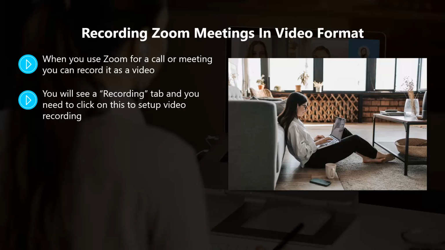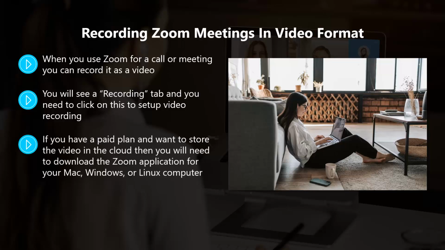To actually record the call, you will need to choose from storing the recording locally on your computer or storing in the cloud. You will need to be on a paid plan to store in the cloud. If you have a paid plan and want to store the video in the cloud, then you will need to download the Zoom application for your Mac, Windows, or Linux computer. When storing in the cloud, the video file, audio file, and text for chat is all recorded in the Zoom cloud.